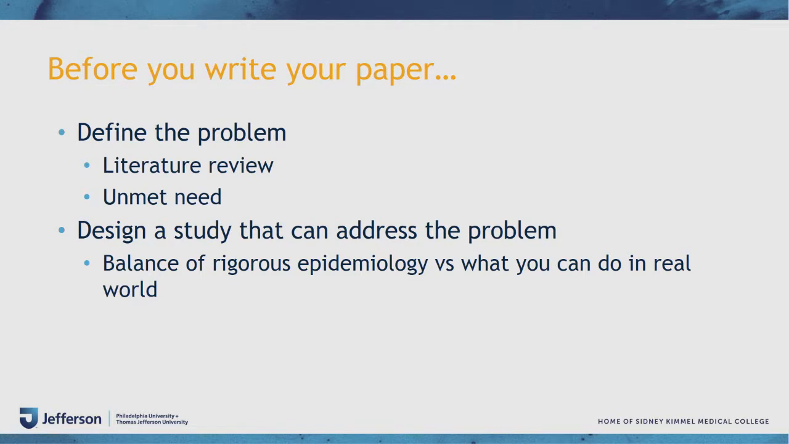And so with defining the problem, it's important to do a literature review first, figure out what have people already done, and also what are then the gaps in what we know from what people have done. And then related to that, really, it's what is the unmet need? You need to define that unmet need that you are going to try to address or answer with a paper. Once you've defined that, then you move on to saying, I need to design a study that can address the problem. And this is really a balance of what is the most ideal study that you could possibly do or that you would want to do, and then what can you do in the real world.